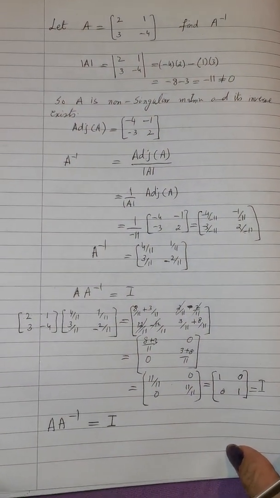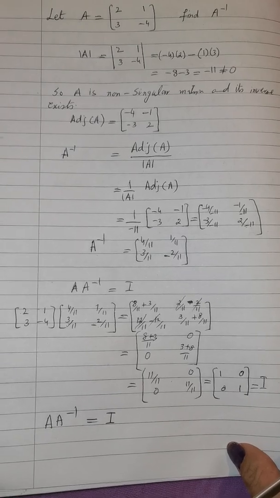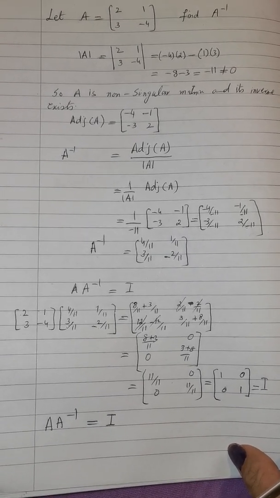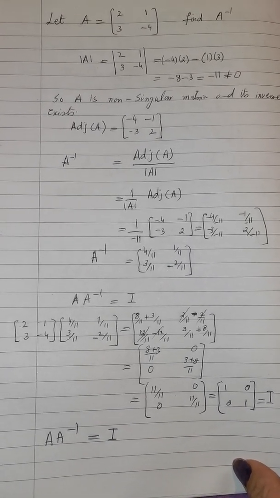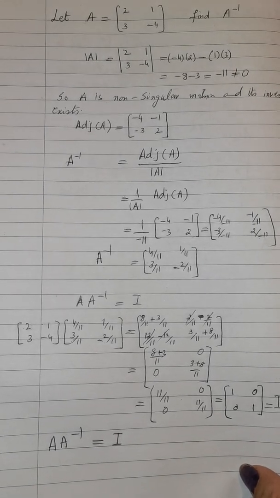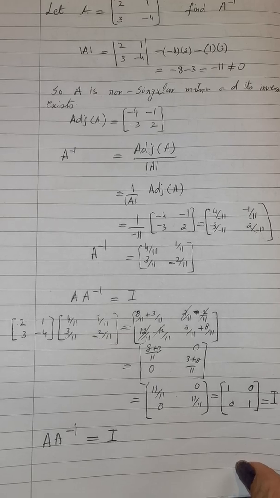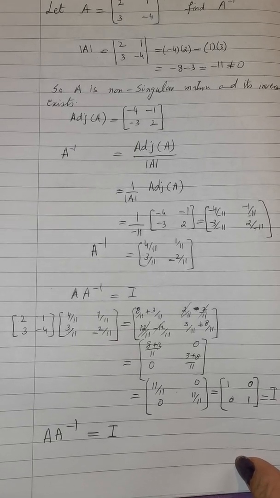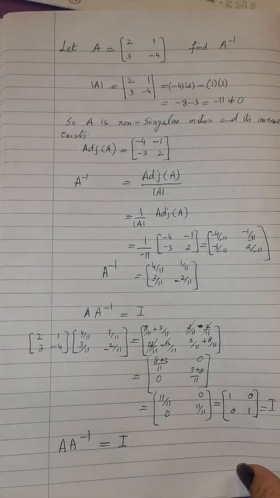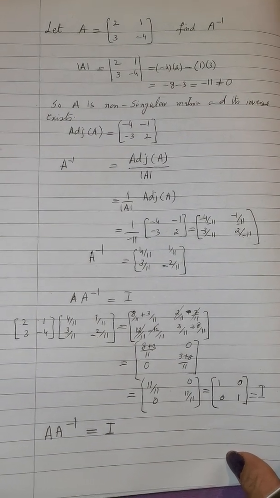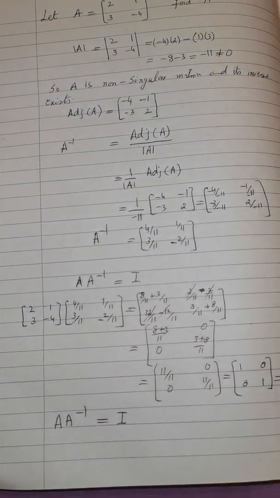In this way you will find the inverse of a given matrix. It's so simple, so easy. If you understand the determinant of a matrix and the adjoint of a matrix, the formula is in front of you, and then you can easily get the value of the inverse of a matrix. Hopefully you understand it very well.